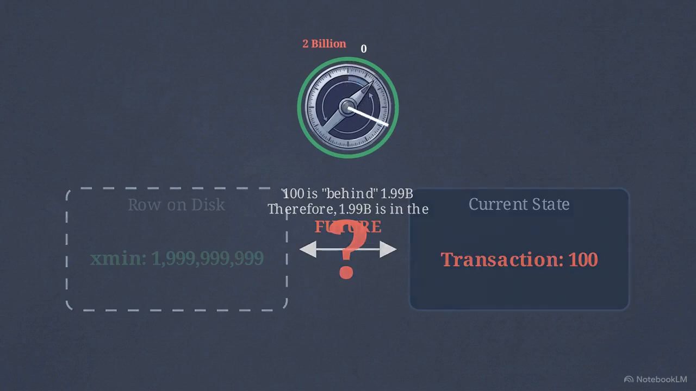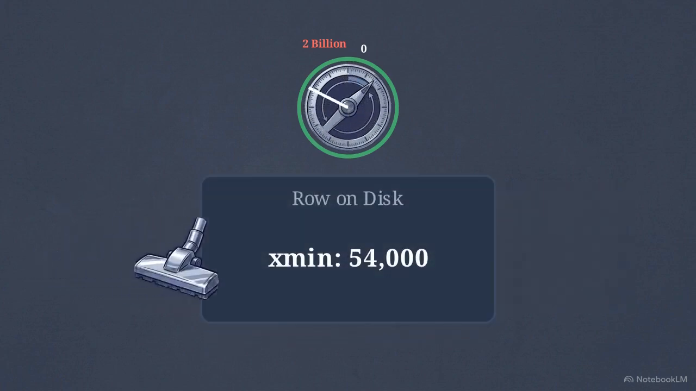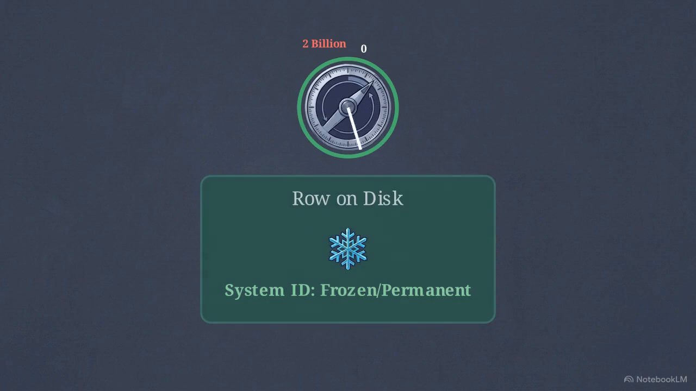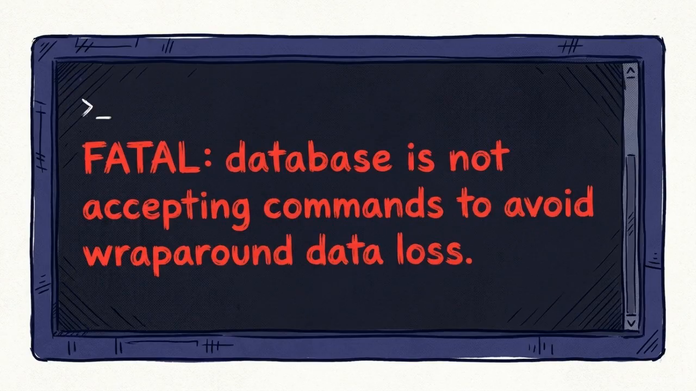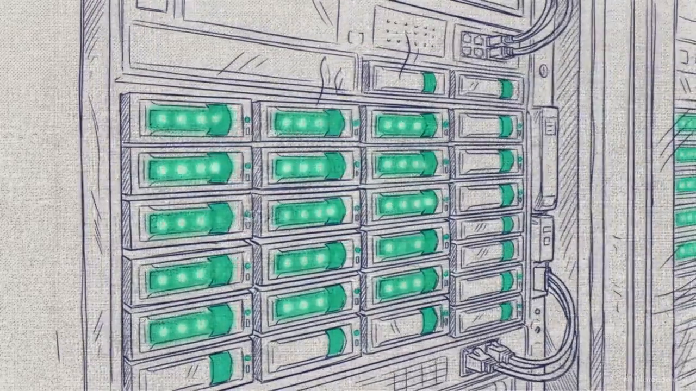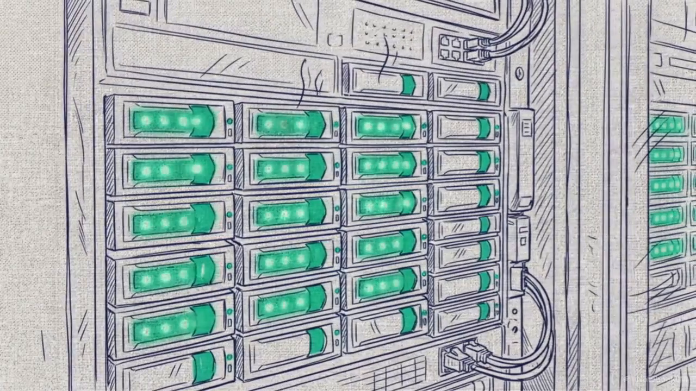Vacuum prevents this by freezing older rows. It replaces their numbered stamps with a permanent system ID, telling Postgres that these rows are from the distant past and should be permanently visible regardless of where the transaction counter is. If your write volume is so high that vacuum can't keep up with the freezing process, Postgres will trigger an emergency safety shutdown. It will refuse to accept any new writes and enter a read-only mode to prevent catastrophic data loss.